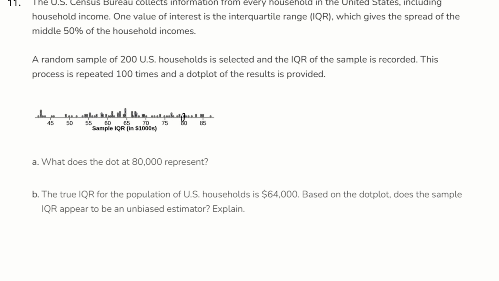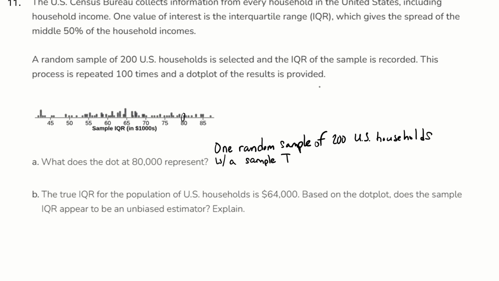This represents one random sample of 200 U.S. households with a sample IQR of $80,000 calculated for that sample.